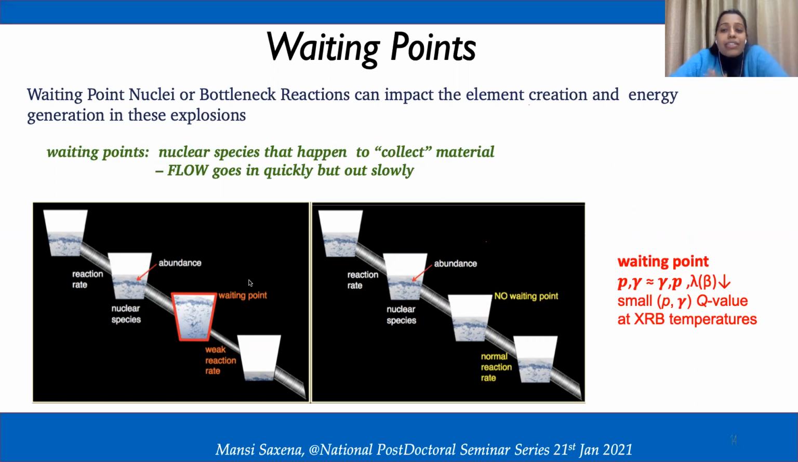We can try and understand this in this simple schematic diagram. Here the pipe demonstrates the nuclear flow, or the reaction rate in the process, and the amount of material in each tub is the abundance of the element produced. So if a waiting point nucleus lies in the reaction path, it results in a weak reaction flow, typically like a tap being switched off, and the nuclear flow is essentially delayed to heavier elements.